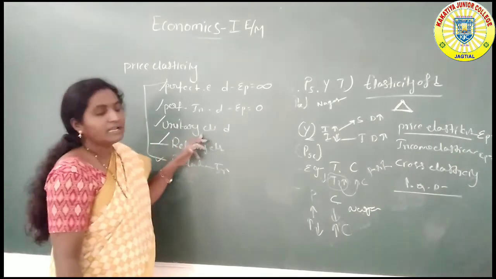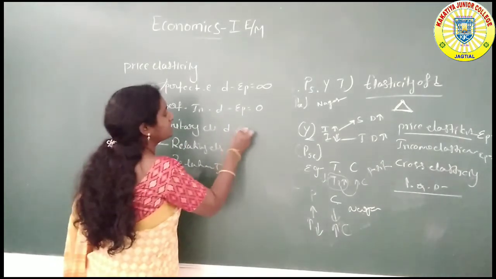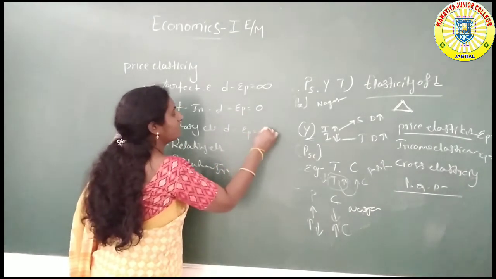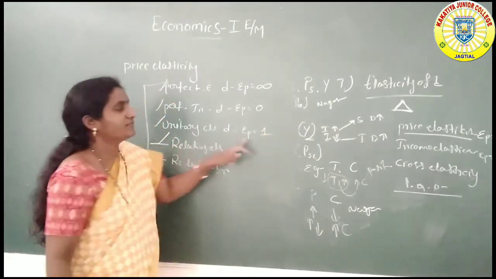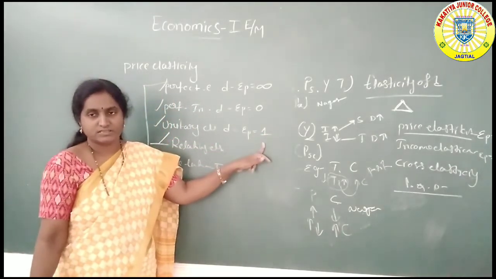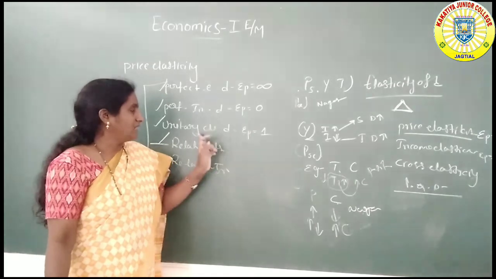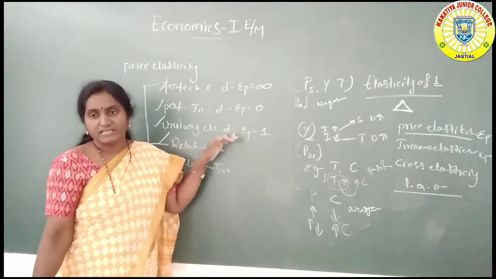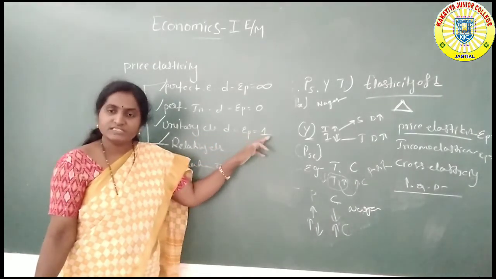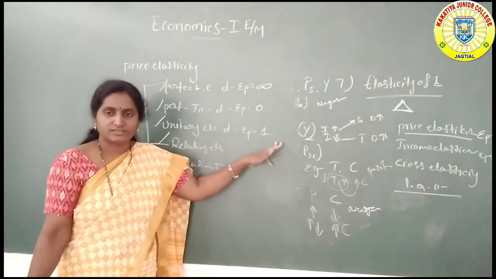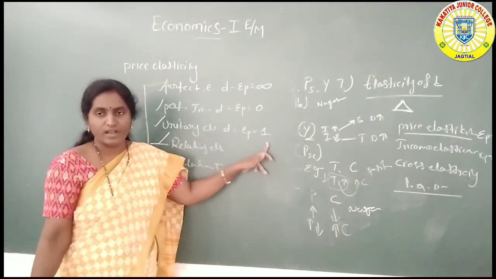Then unitary elasticity. A given proportionate change in the price of a good causes an equal proportionate change in the quantity demanded. For example, a 1% change in the price of a good causes a 1% change in the quantity demanded, so EP is equal to 1.